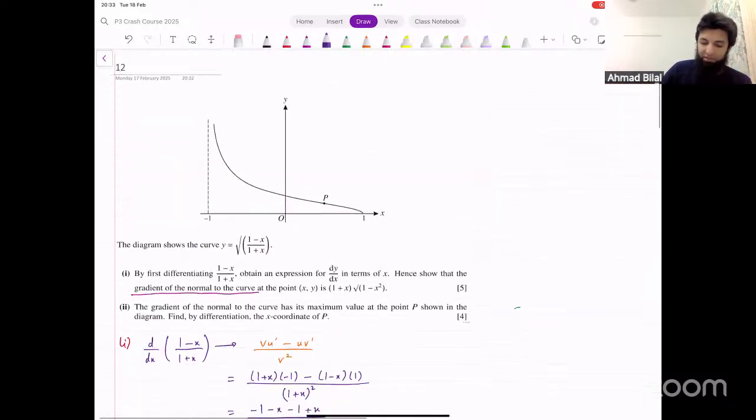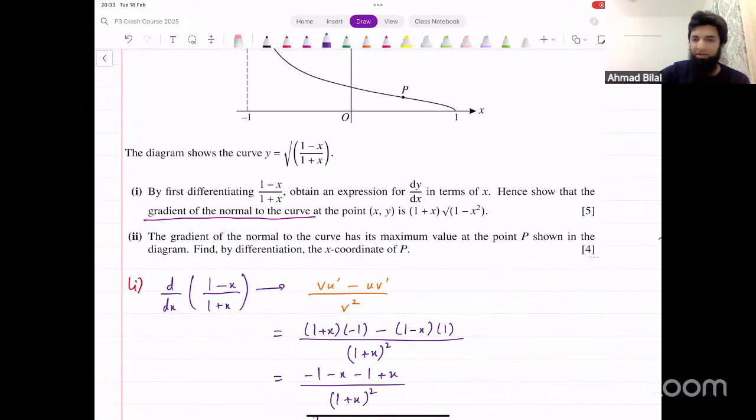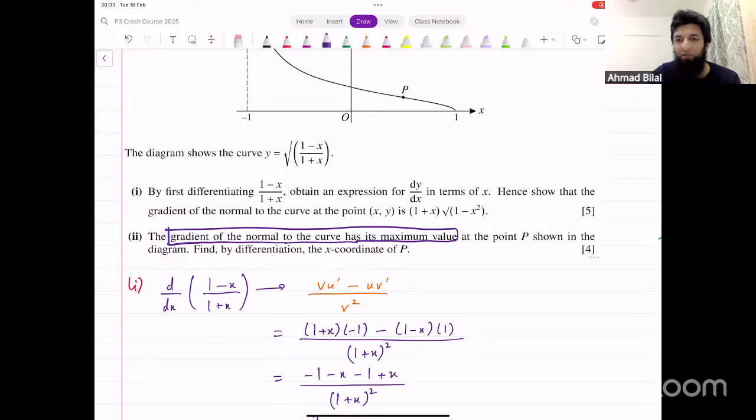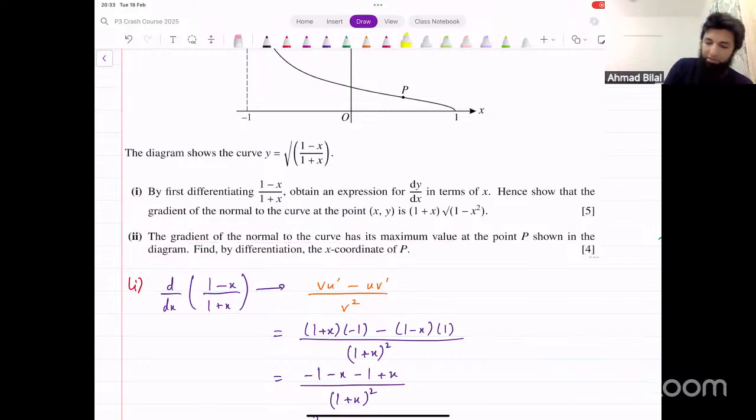What does the question say? We are not putting double derivative equal to 0, right? There's nowhere where we put double derivative equal to 0. There's no logic for that, okay? What we're doing is, the question says, the gradient of the normal to the curve has its maximum value. What are we talking about? We are talking about the maximum value of the gradient of the normal.